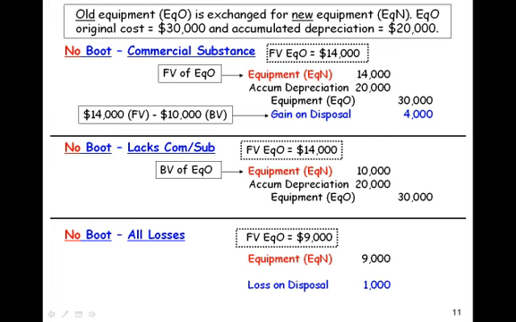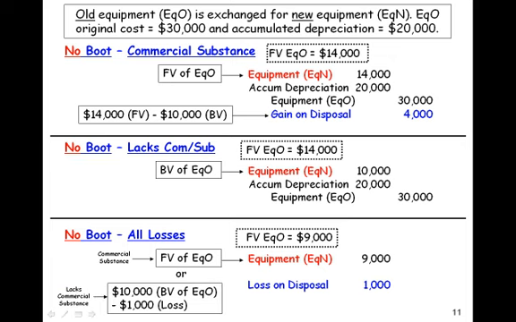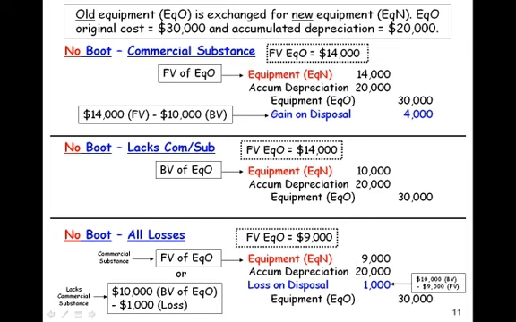There are 2 ways to compute this amount. If the exchange has commercial substance, the new equipment is recorded at the fair value of the old equipment. If the exchange lacks commercial substance, the new equipment is recorded at the book value of the old equipment minus the loss recognized, and the remainder of the entry is the same.